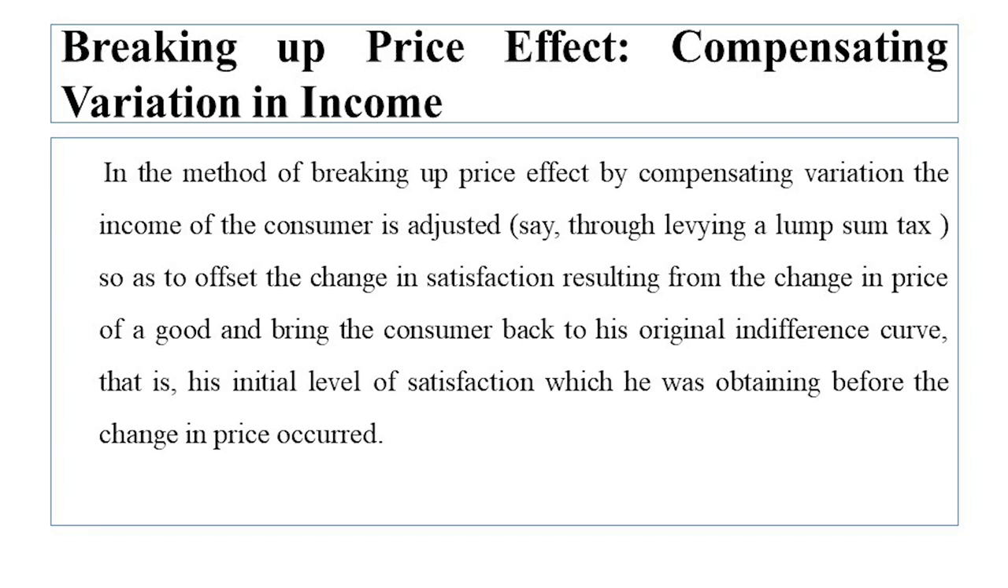So in the method of breaking up price effect by compensating variation, we adjust the income of the consumer so as to offset the change in satisfaction resulting from the change in price of the good and bring the consumer back to his original indifference curve, that is, his initial level of satisfaction which he was obtaining before the change in price occurred.